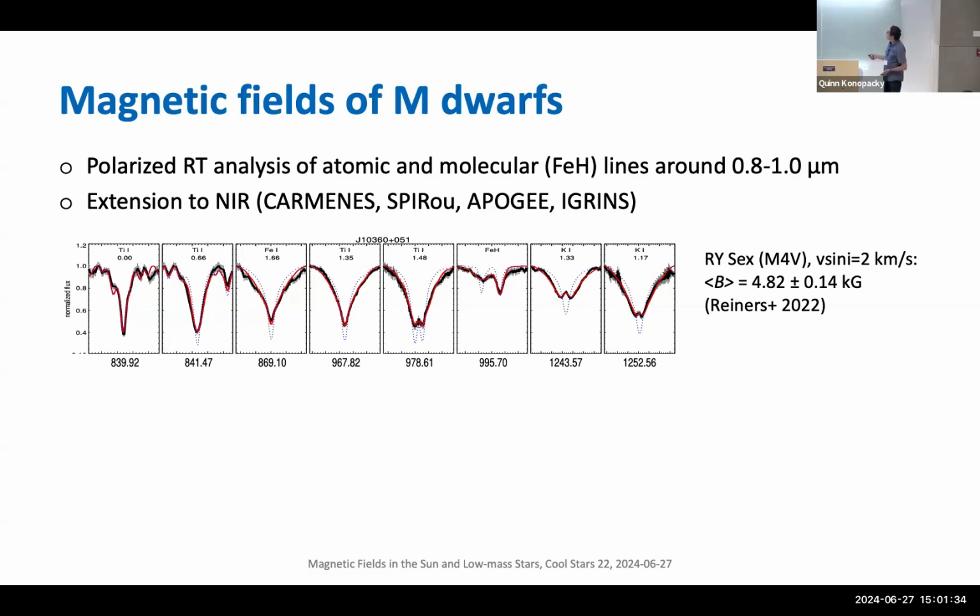But what I would like to emphasize here is that again, the difference between magnetic and non-magnetic calculations is not so small. You can see this dotted line is the non-magnetic spectrum. In the near infrared, you start seeing splitting of lines, and we're also at the stage when we can pretty reliably model the Zeeman effect in molecular lines, which is also a recent achievement.